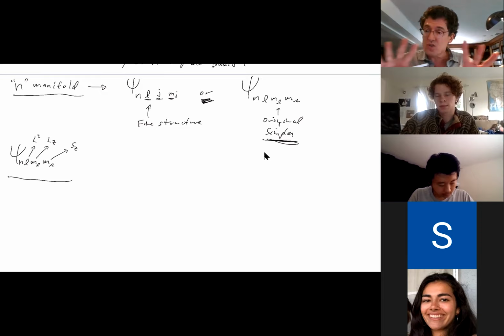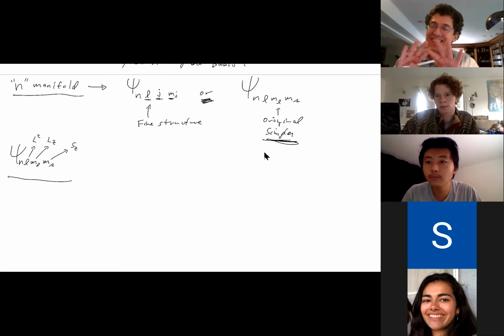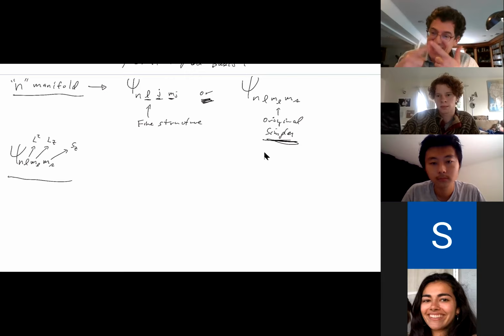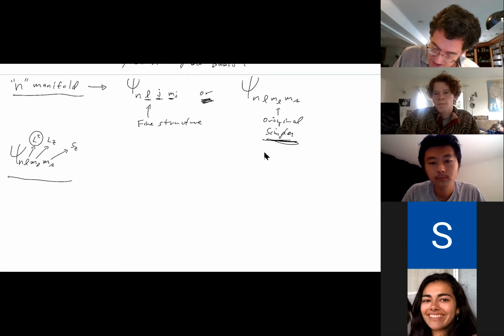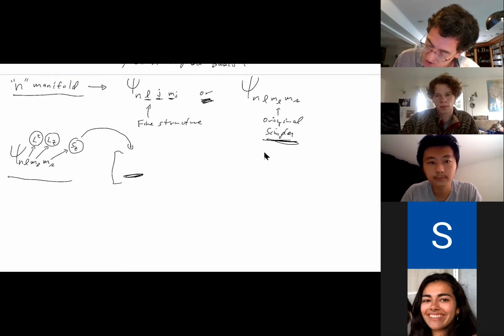So in other words, the degenerate manifold is non-degenerate in these operators, because every state has a unique name in terms of L, M sub L, M sub S. Okay, so I've got the operators that enumerate the degenerate subspace. And so now to see if it's a good basis, I've got to take those operators and see if they commute with what?